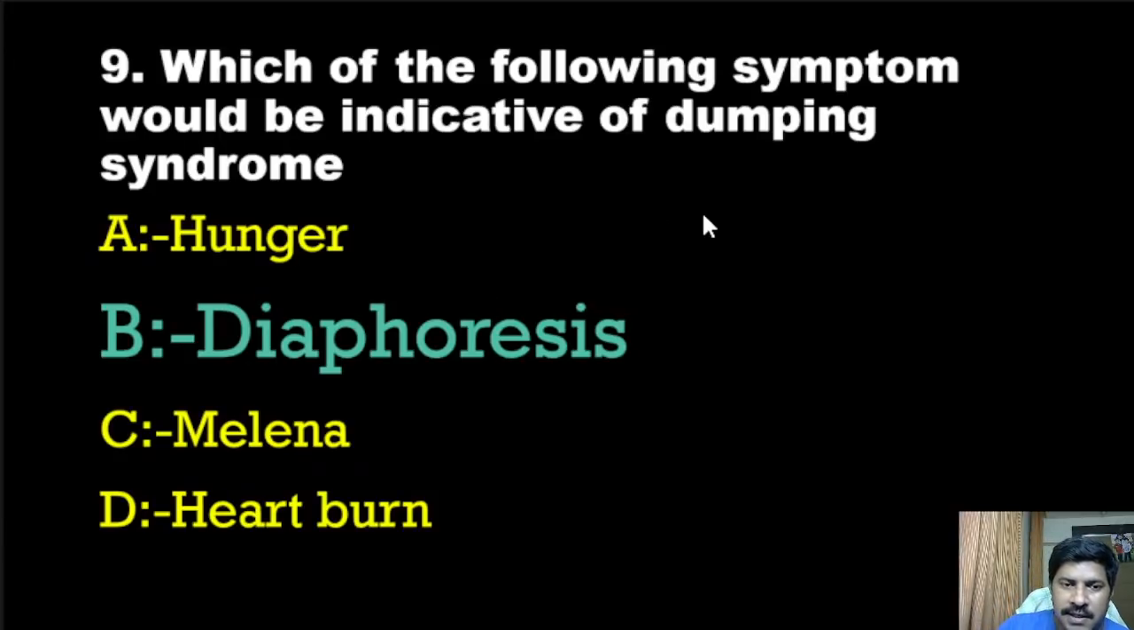Other symptoms include vomiting, and sometimes abdominal pain and an air-filled feeling. These are the symptoms of dumping syndrome. And diaphoresis, as I explained, is because a large amount of insulin is produced, which leads to hypoglycemia. Because of hypoglycemia, patients may get diaphoresis.